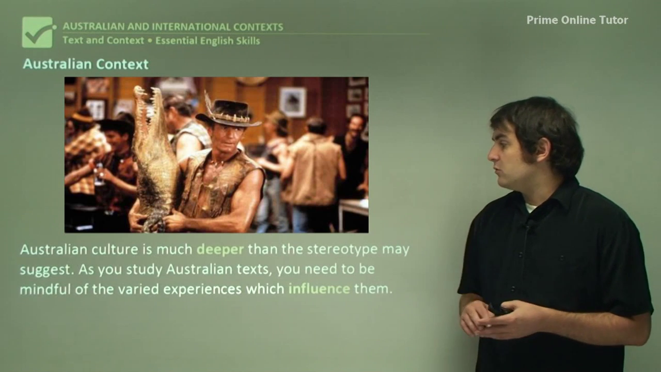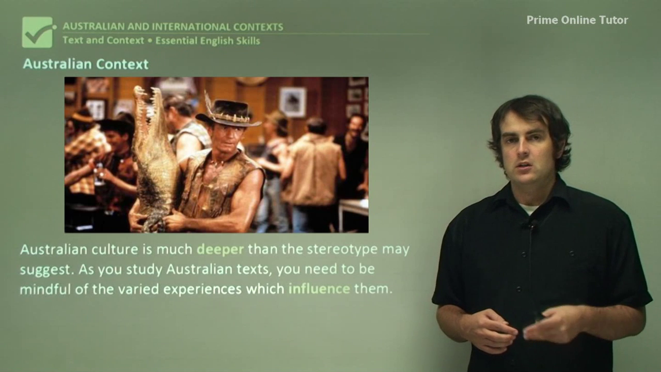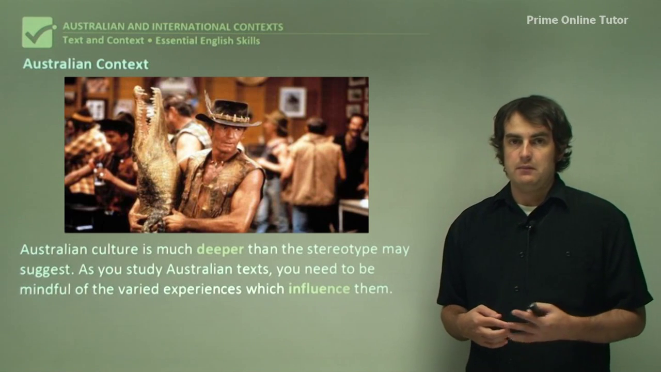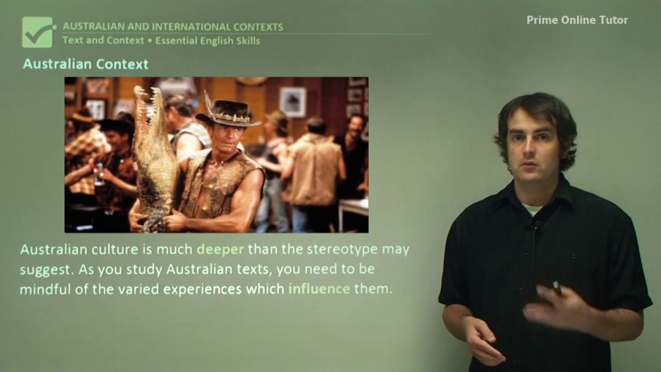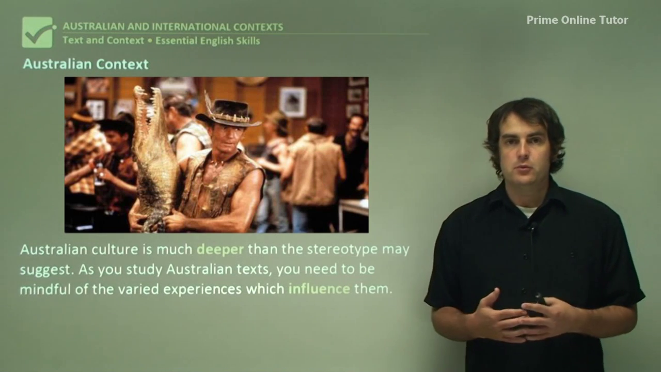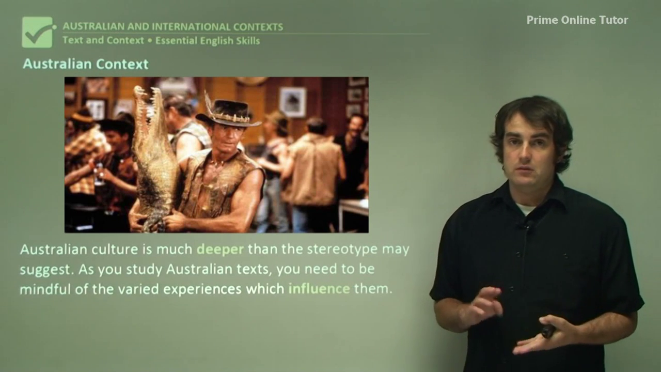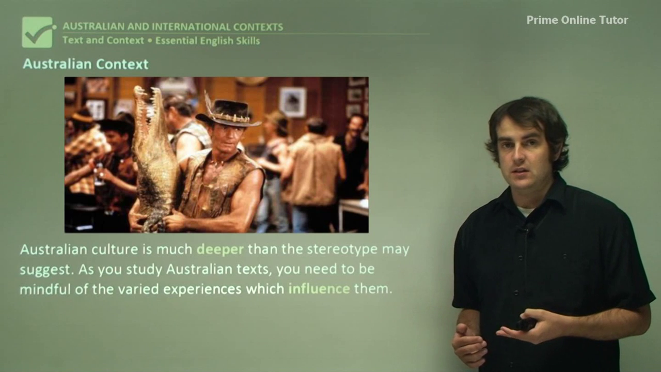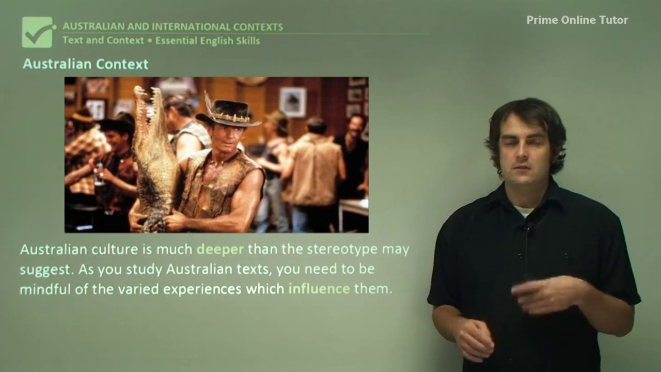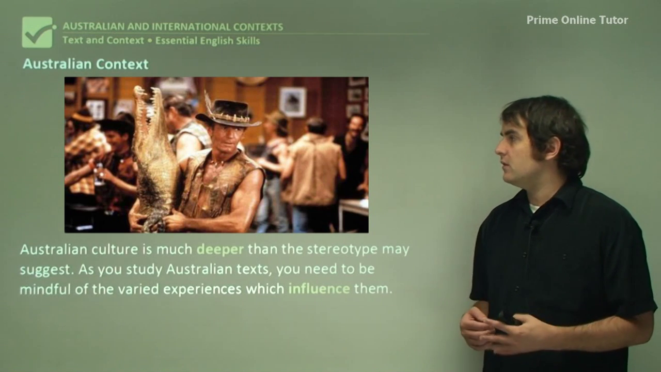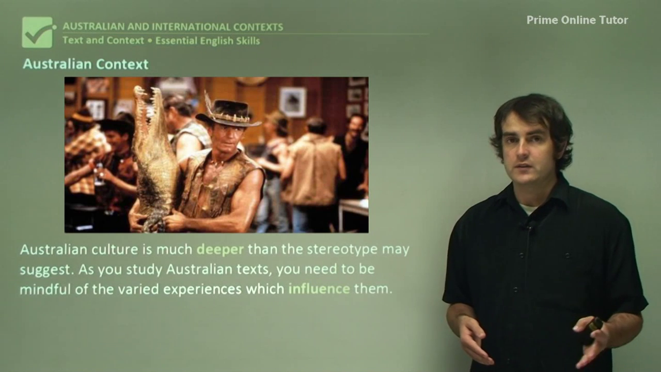And as you study, you need to be mindful of the varied experiences which influence Australian texts. So not all Australian authors are country people who live in the outback and sit on verandas. They are a variety of people who have a variety of influences, and not only influences in Australia, but influences from overseas. You also think about their perspectives and their motivations for writing. All the things that influence their texts are much broader than a simple stereotype. And it's the same with any other text as well, if you're looking at overseas authors.